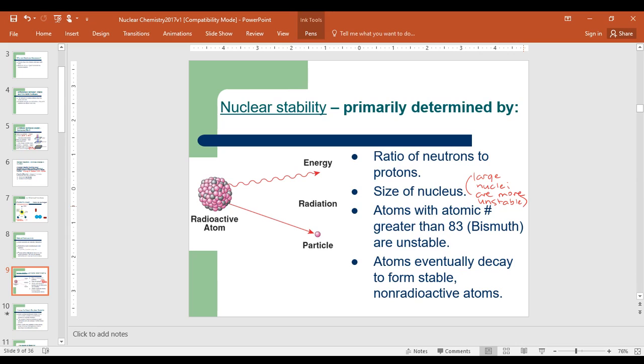So if we look at atoms with atomic numbers greater than 83, these are all unstable, and some of these are found in nature. Atoms are trying to decay to form more stable, non-radioactive atoms. That's their goal. That's why radioactive decay occurs.